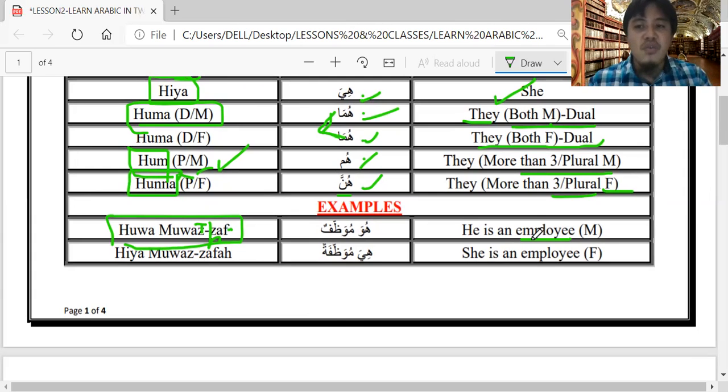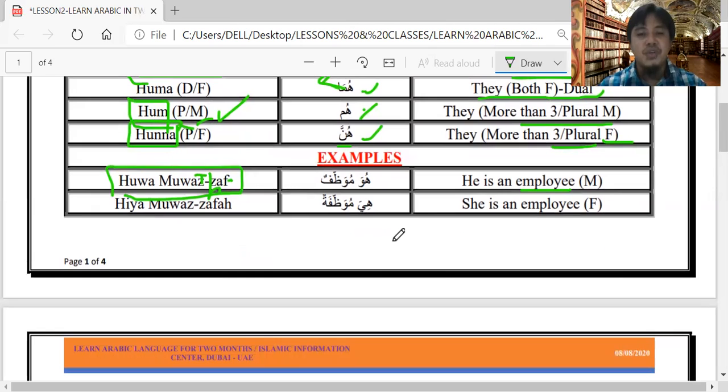Or if you wish to say huwa mudarris, that is also correct as a teacher, the one who is teaching. Okay, so this is only your guide for you to expand your knowledge in Arabic. So the second one, she in Arabic is what we call hiya, right? Hiya. If I want to say she is an employee, I will say hiya muwaddaf.